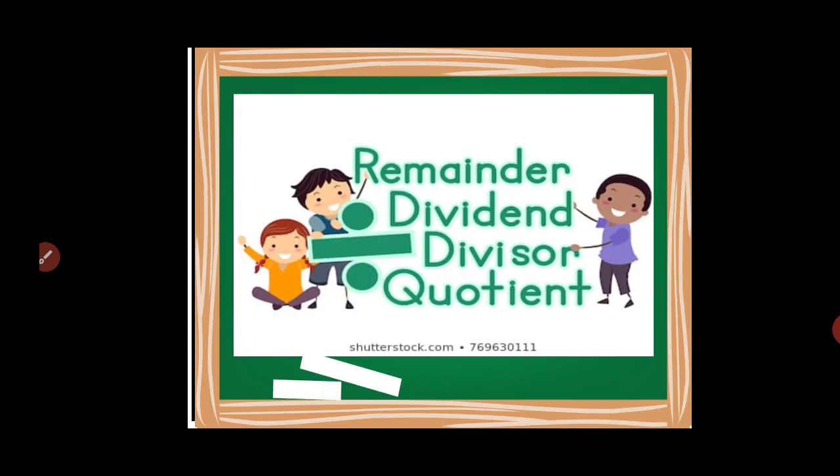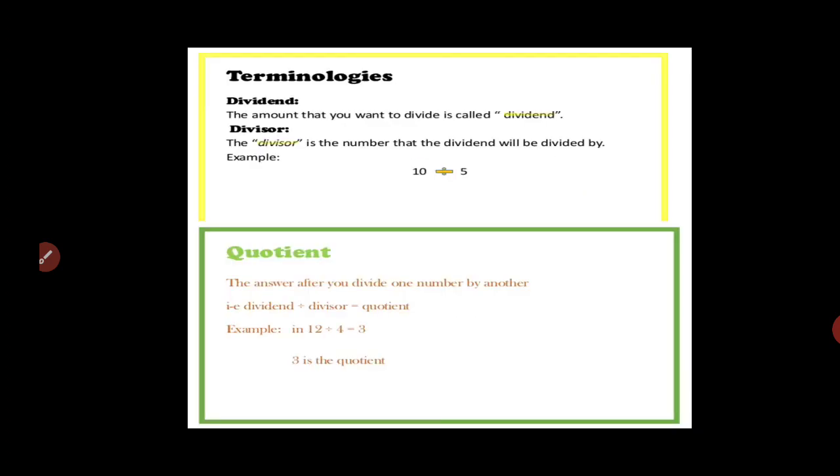Okay, children? Now let's come to some terms that are being used in this concept. Words like remainder, dividend, divisor, and quotient. These are some terms which we will use further. Let's understand their meaning first. The first word is dividend. Dividend simply means the amount that you want to divide. In the previous example, we divided 16 oranges, so the number 16 is the dividend. So dividend means the number which you want to divide.